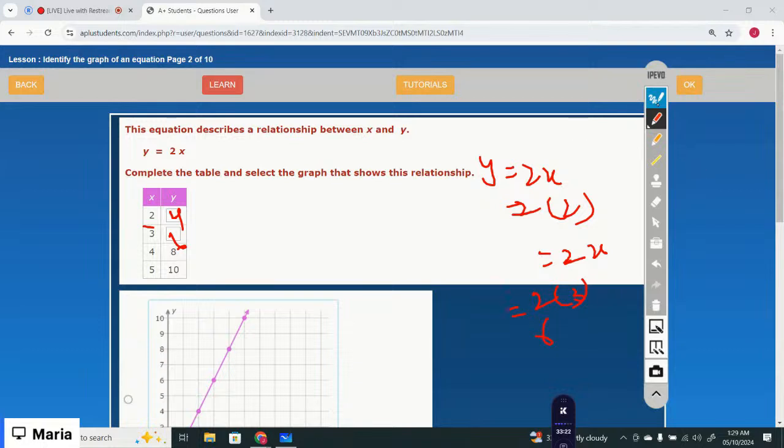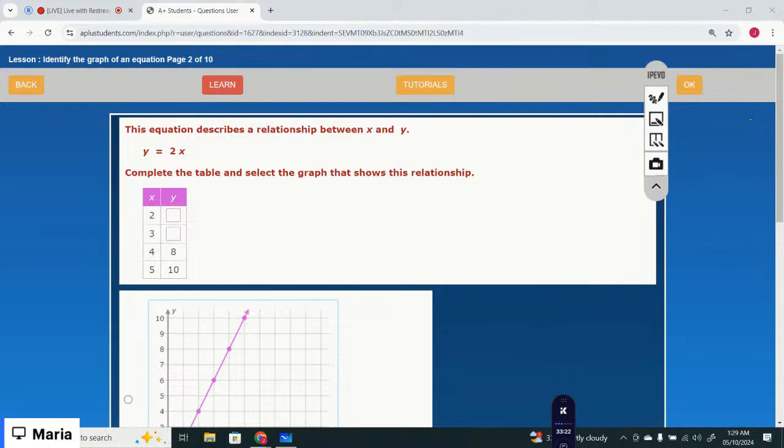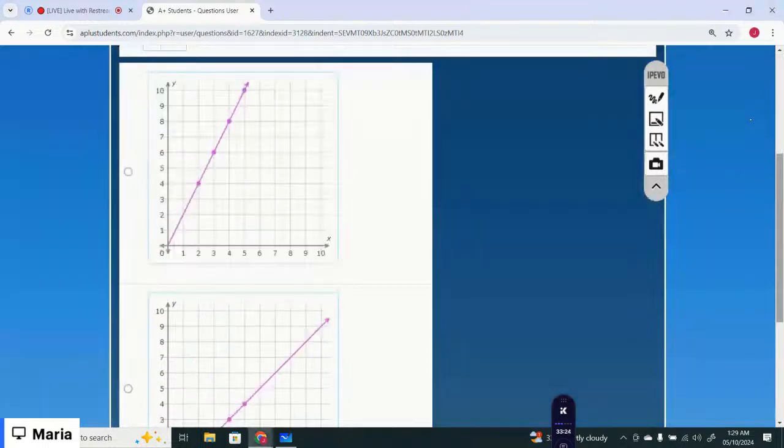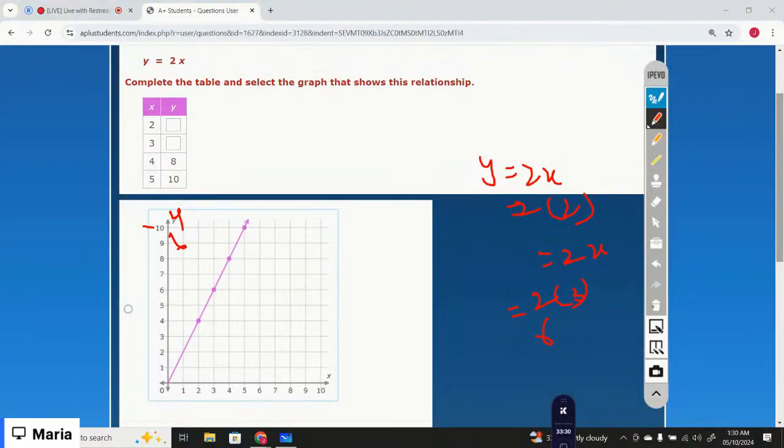Okay, so let's just see which is the correct option, right? You are given two of the tables. Just make a table of values over here. X, Y: 2, 4; 3, 6; 4, 8; 5, and 10. Okay, so here we have the table 2, 4, 3, 6, 4, 8, 5, and 10.